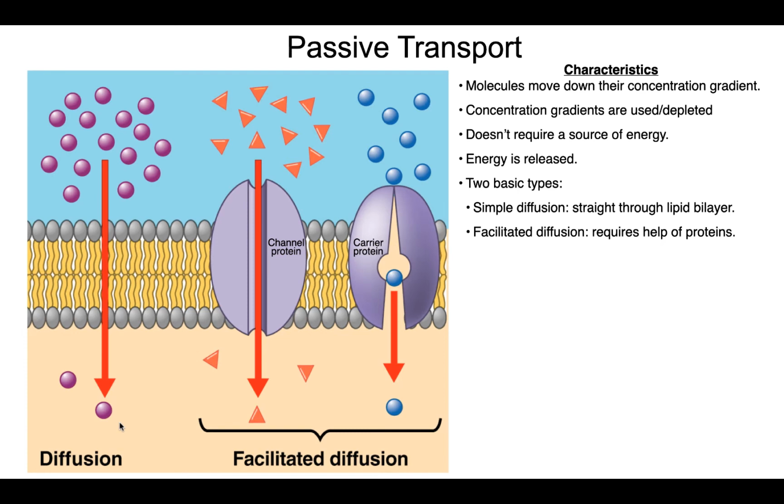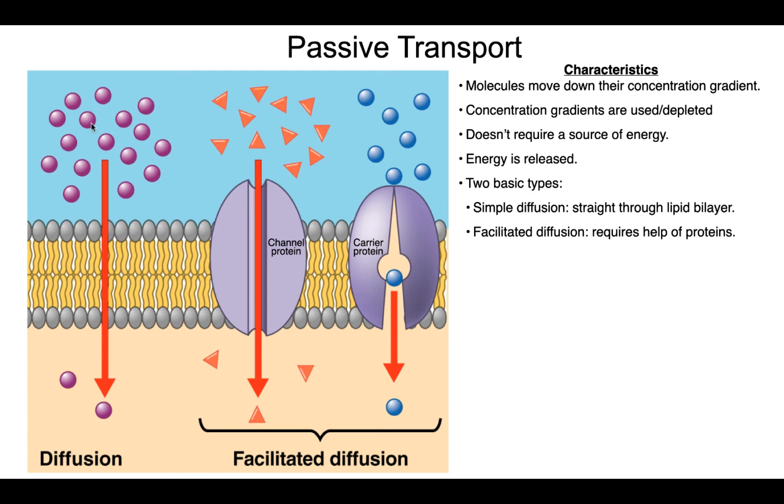We're going to see examples of that later on in the course when we talk about mitochondria, but for now it's important to realize that when molecules move down their concentration gradient, energy is released that can be used to do work. Now, there are two basic types of passive transport.